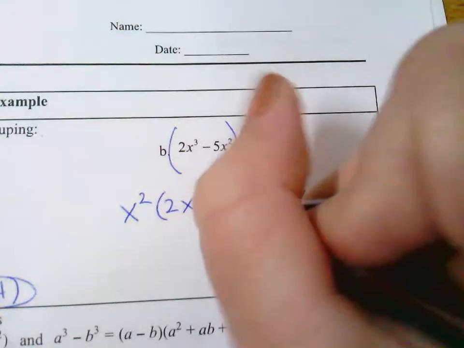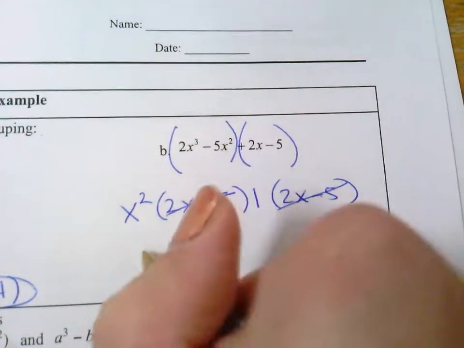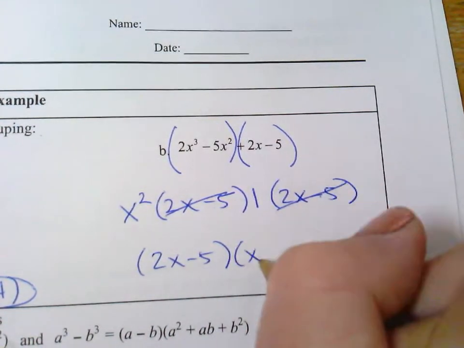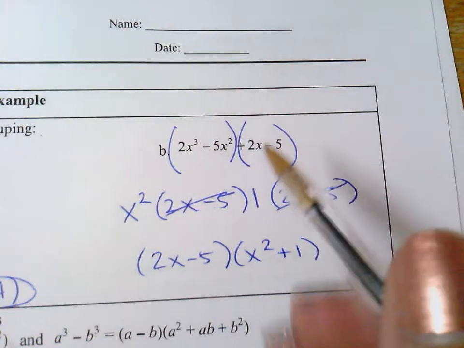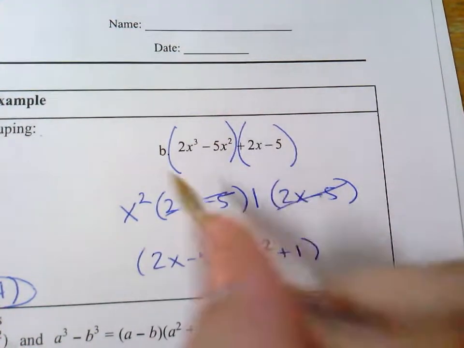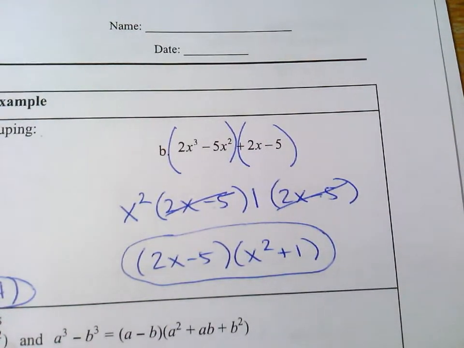If these don't come out the same, then it's not factorable by grouping. So now I can take out my 2x minus 5, and I have left x squared plus 1 this time. And x squared plus 1 is not factorable because it's the sum of squares. So I have taken this cubic function as far as I can go.